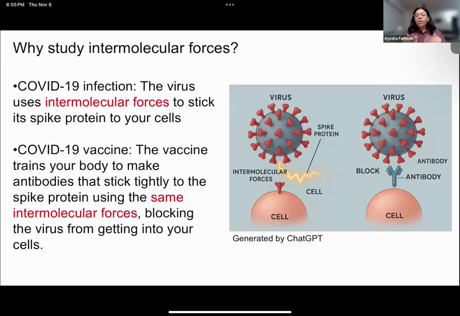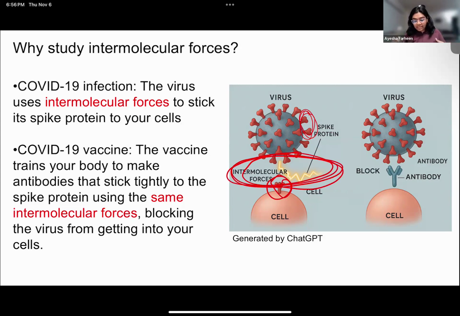Okay, so why study intermolecular forces? You guys remember that thing that happened like 5 years ago when we were all wearing masks and Purell was crazy, there was no toilet paper, etc.? Yes, COVID-19. One of the many applications for intermolecular forces happens in our immunity. So what exactly happened with this COVID-19 virus? The virus has these spike proteins, and they are actually attracted to your cell via these intermolecular forces.